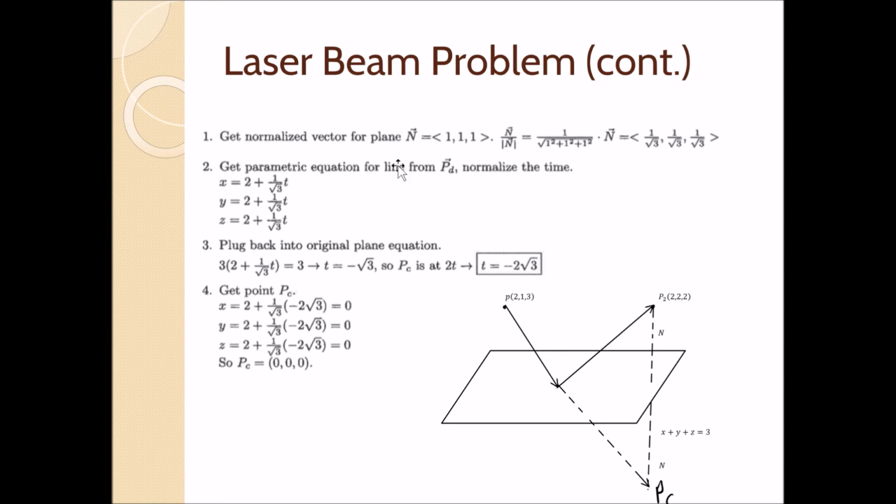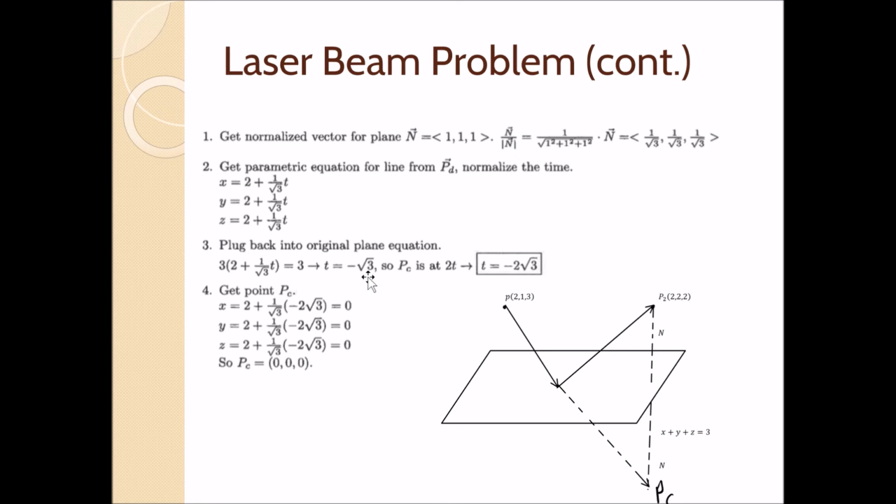As I said, our first step is to get the normal vector of the plane, which is (1, 1, 1), and we're going to normalize it because we're dealing with time. So the normal vector is 1 over root 3, 1 over root 3, 1 over root 3. Then we get the parametric equation for the line PD: x equals 2 plus 1 over root 3 t, y equals the same thing, and z equals the same thing as well. Then we plug this into the equation of the plane to find the point of intersection, or how long it takes to get there.